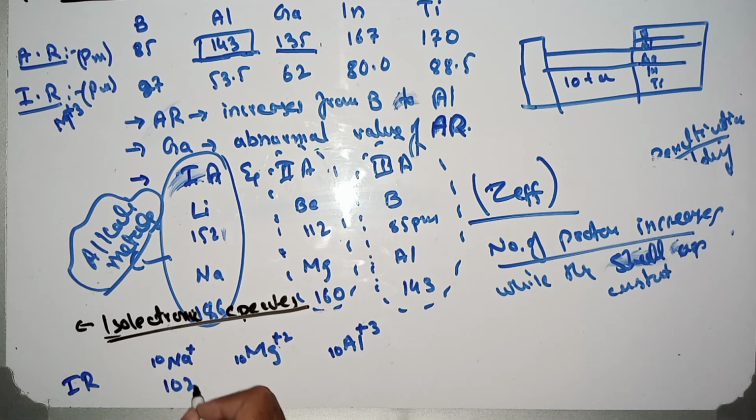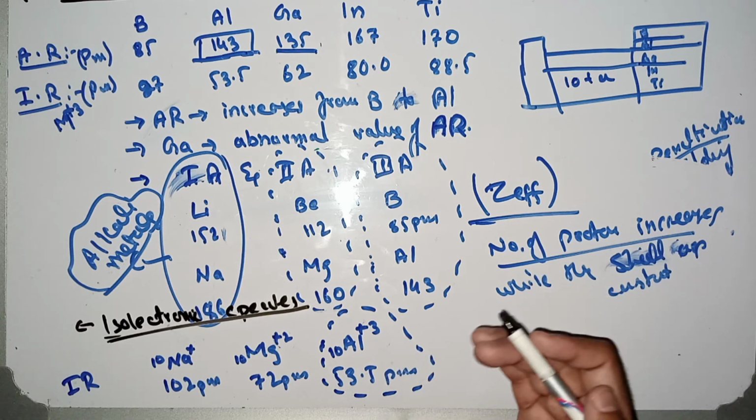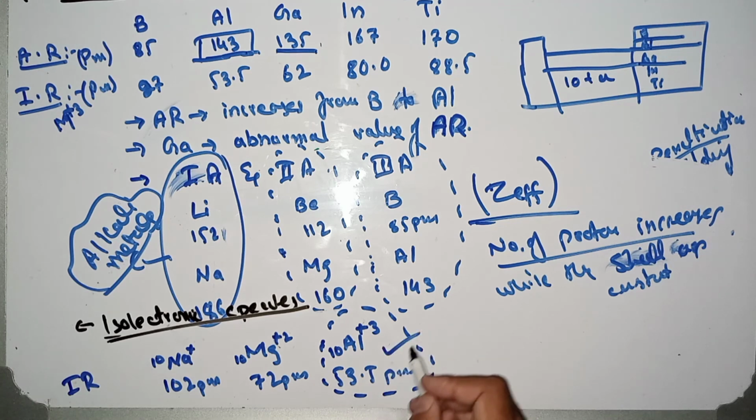So the ionic radius of sodium is 102, while magnesium has 72 picometer, while aluminium has 53.5 picometer. In case of isoelectronic species, why does the ionic radius decrease? It decreases because the Z effective to charge ratio increases. With more charge on fewer electrons, there is more effective charge, more nuclear force of attraction on the electrons, so the size is reduced.